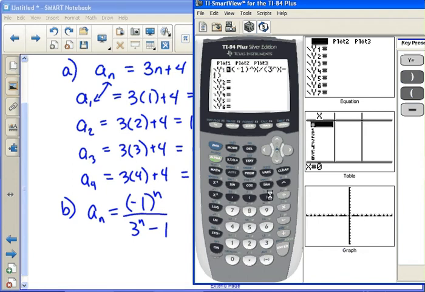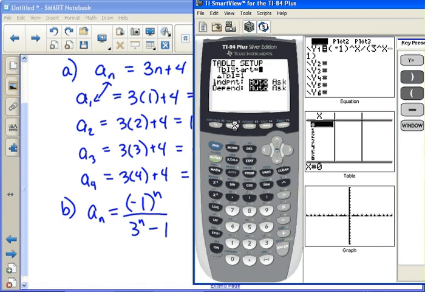Alright, one thing you should do is make sure that your table is set on ask. So go to second table setup, and you want it to be on ask for the independent variable only. So this is what you want it to look like. Independent ask, dependent auto. Now when you go to your table, you can plug in whatever you want.